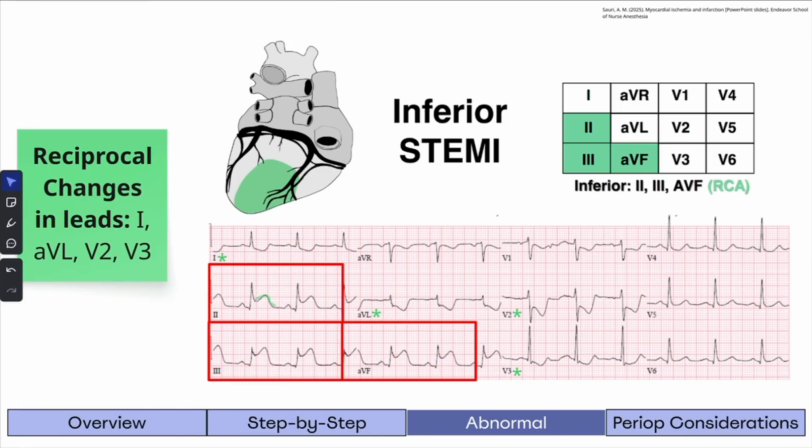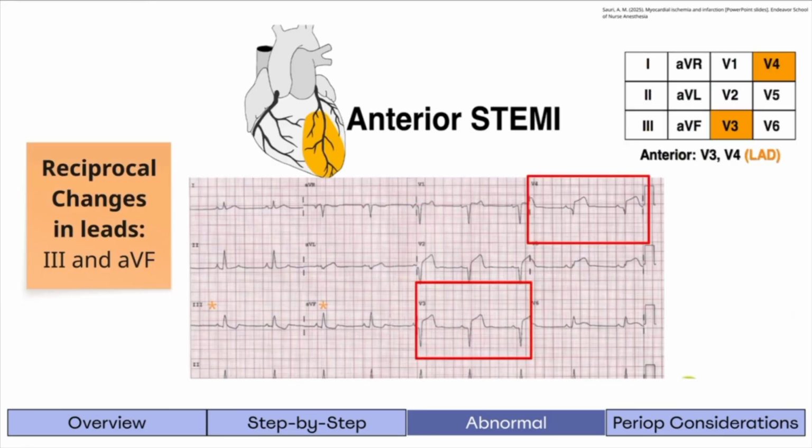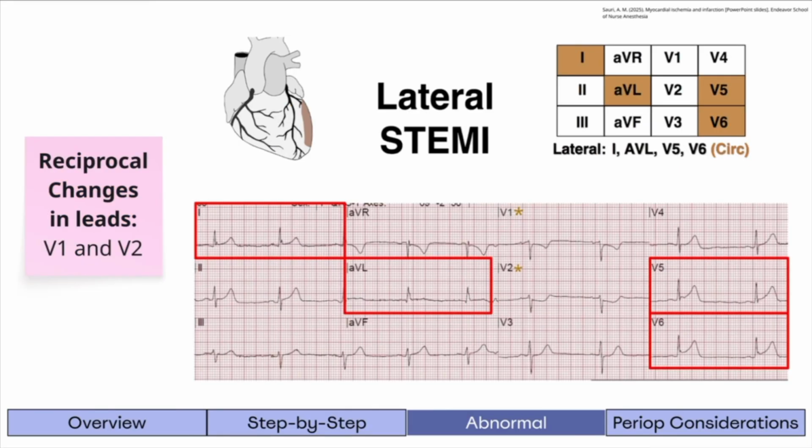Elevation in leads 2, 3, and aVF, with reciprocal changes in 1, aVL, V2, and V3, suggests an inferior wall myocardial infarction. Elevation in V1 through V4 with reciprocal changes in leads 3 and aVF indicates an anterior wall infarction. Elevation in leads 1, aVL, V5, and V6 with reciprocal changes in V1 and V2 corresponds to a lateral wall infarction. Recognizing these patterns perioperatively allows for rapid diagnosis and management of myocardial ischemia.